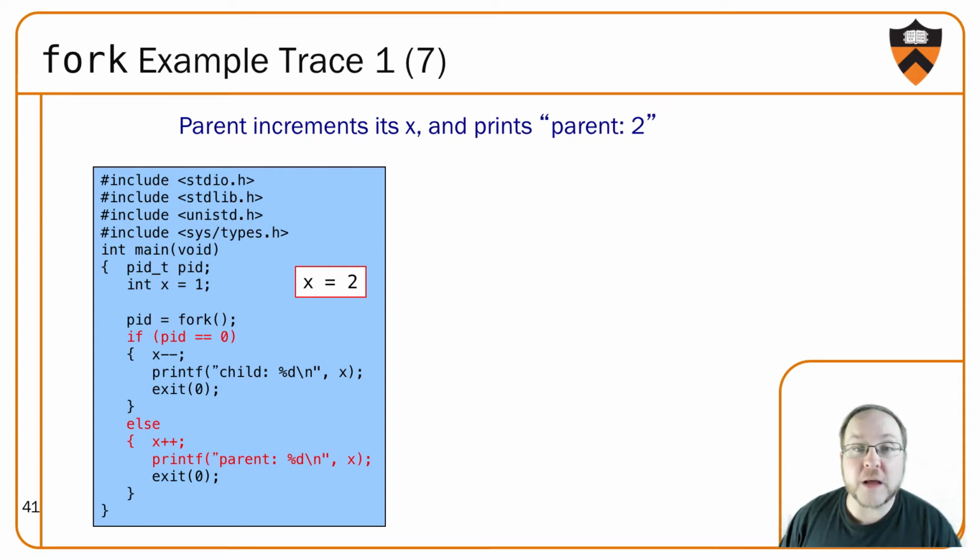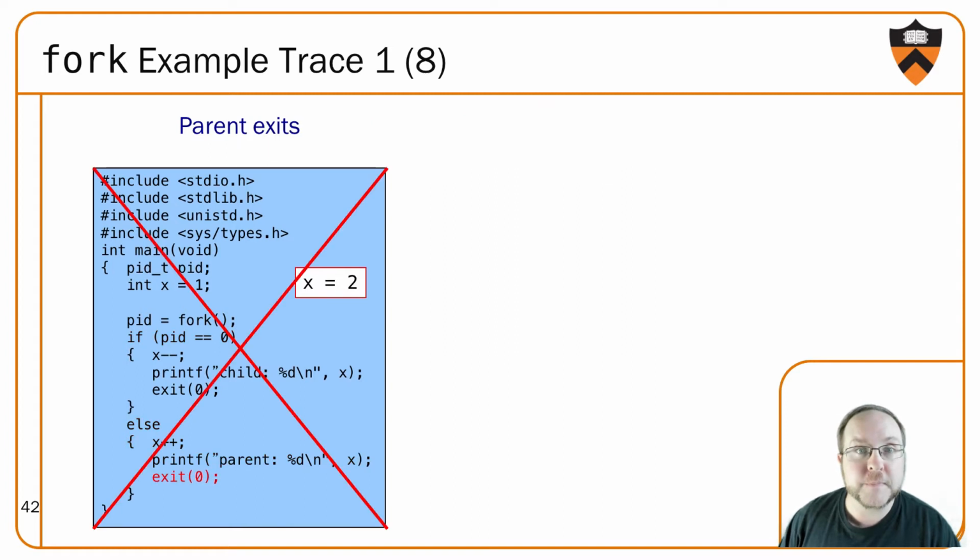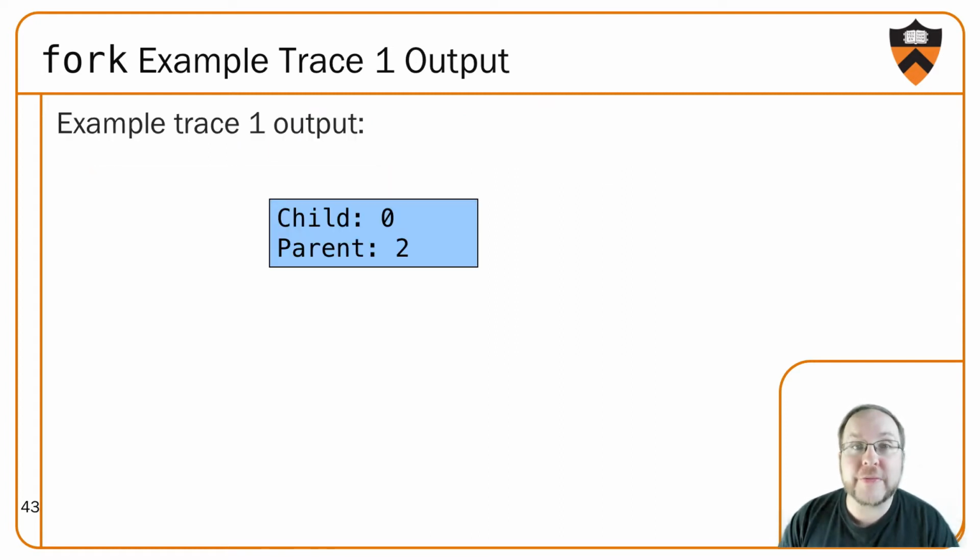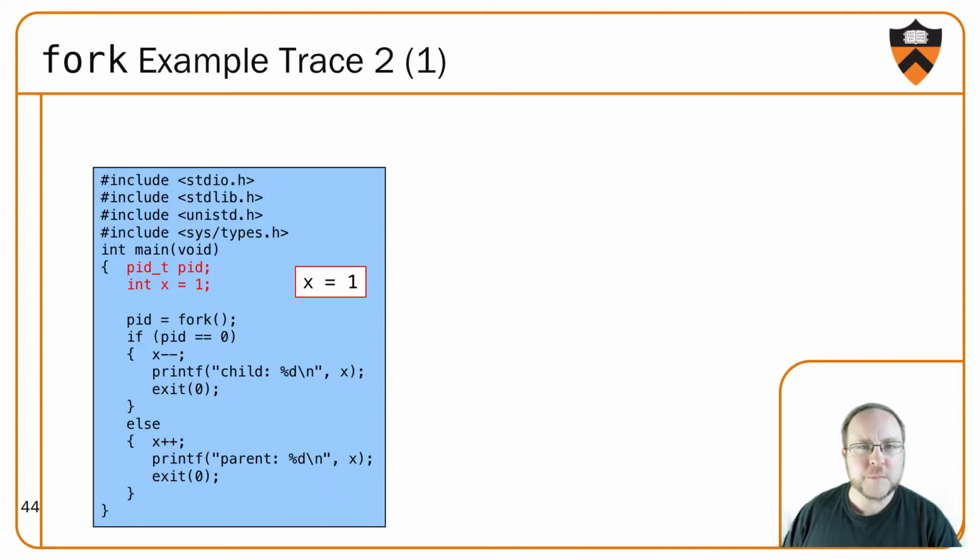The parent's PID is non-zero, so we execute the code in the alternative rather than the consequent. And then the parent will exit. So now we see the output of this program was the child's print first with 0, and then the parent's print second with 2. But of course, we made a choice that the execution in the child would get to go first.